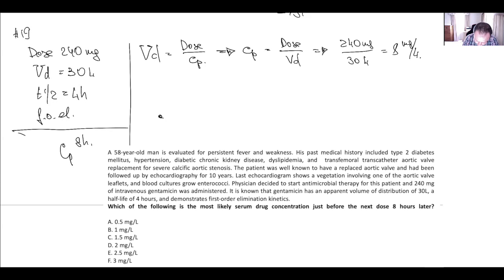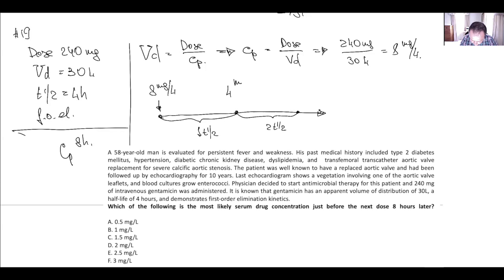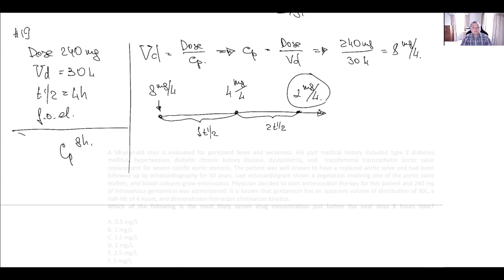The question is asking about plasma concentration after 8 hours. So let's do a timeline once again. Initially we have 8 milligrams per liter, after 8 hours, and half-life is 4 hours. So we can assume that we have 2 half-lives, right? One half-life and second half-life. After one half-life, plasma concentration will be 4 milligrams per liter, and after 2 half-lives will be 2 milligrams per liter, which is the correct answer. Next one.